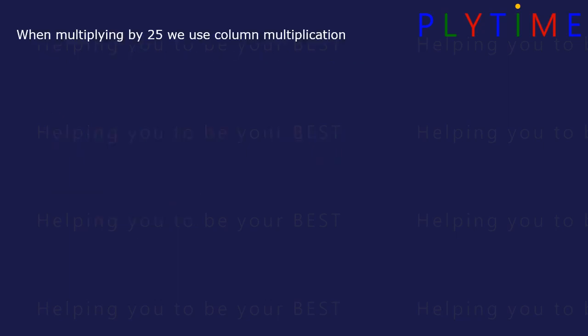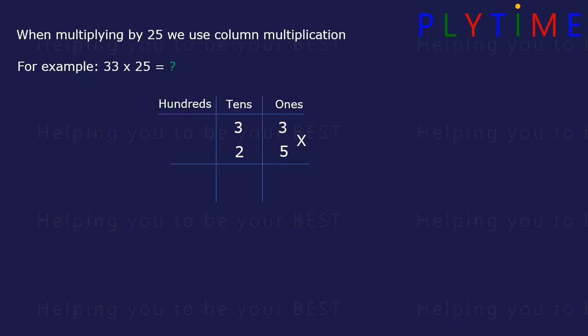When multiplying by 25, we can use column multiplication. So 33 multiplied by 25. In our columns, 33 times 25. Start with the 5 times 3 is 15. We write the 5 and carry 1 forward. 5 times 3 again is 15, plus the 1 carried forward is 16. So 165. This is the same as 5 times 33.